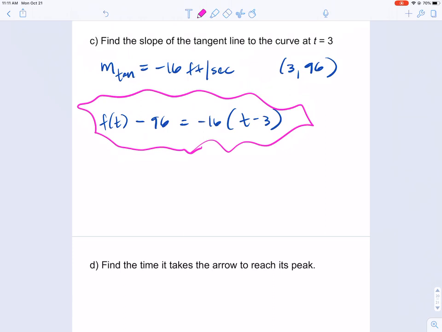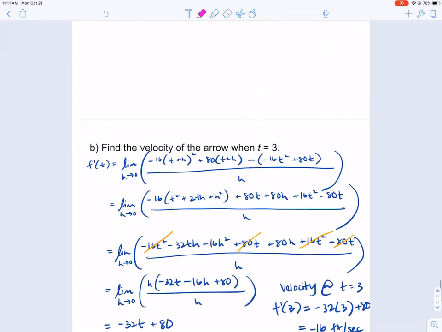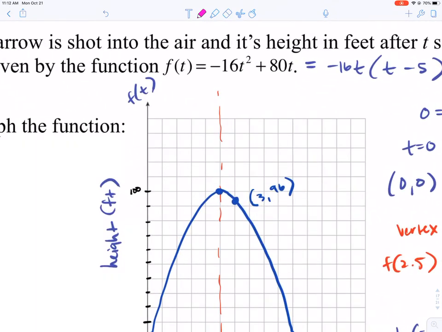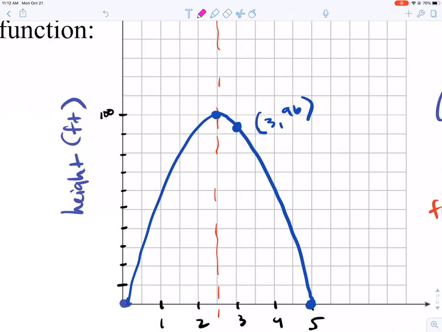So if we want to find the time it takes the arrow to reach its peak, since you guys have studied quadratics, you know that the vertex is going to be the location of the maximum value for this function. So we can see it takes 2.5 seconds for the arrow to reach its max height. But let's look at it from a calculus perspective.